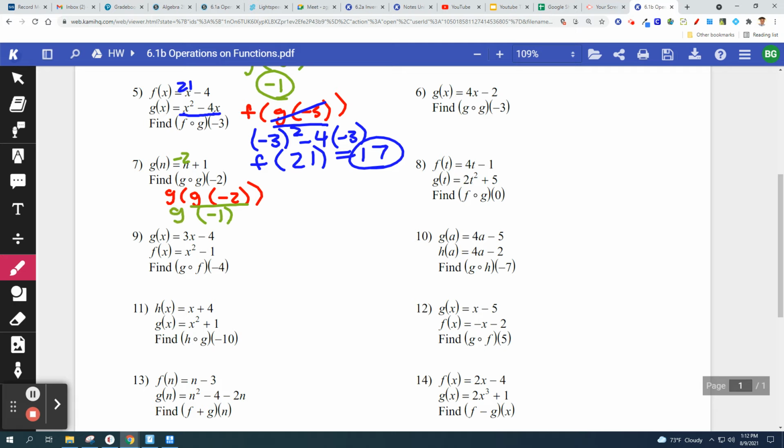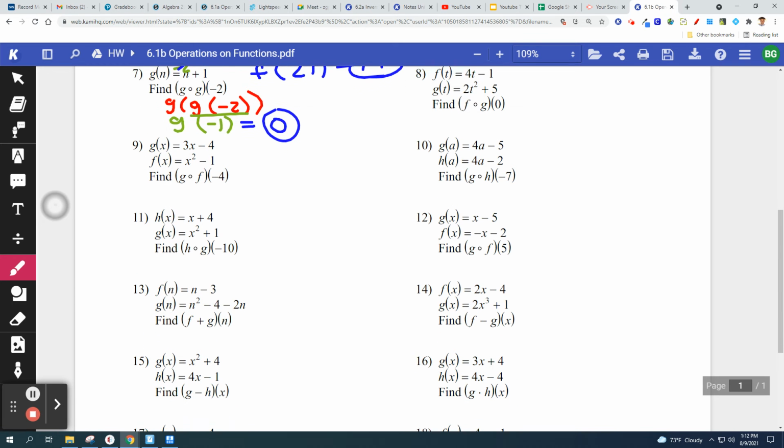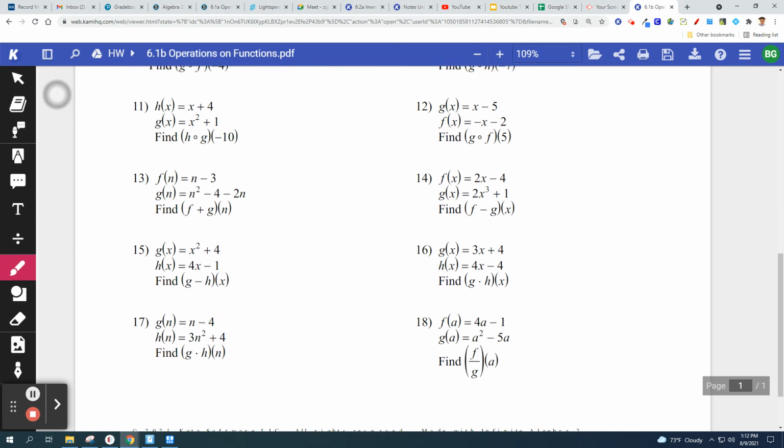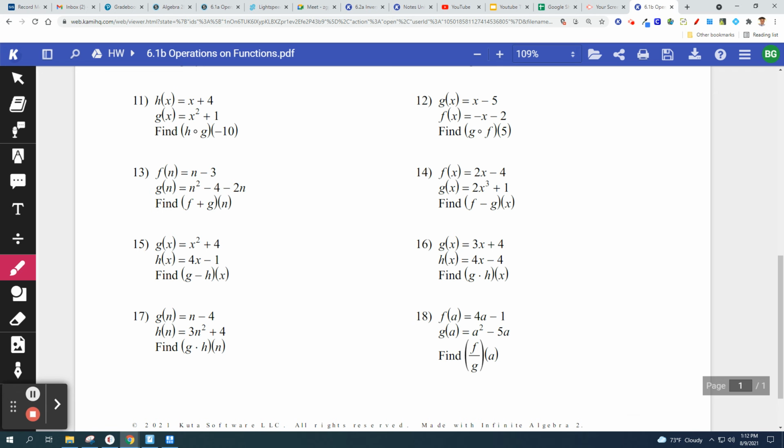So now we have to do g of negative 1. All that means is now we're going to come back and plug in negative 1 into that g function. Negative 1 plus 1 equals 0. So that's pretty much it. You're going to do the same thing on 1 through 12, I guess.